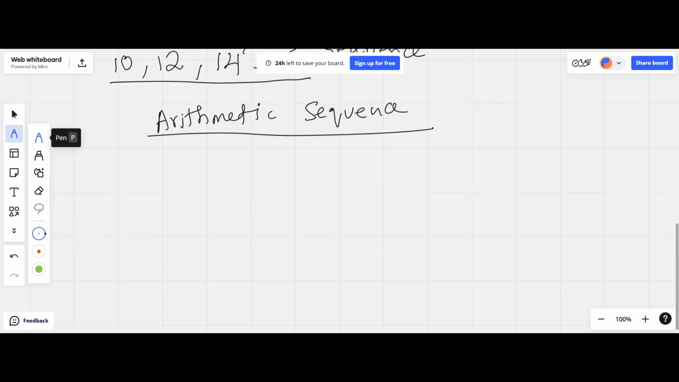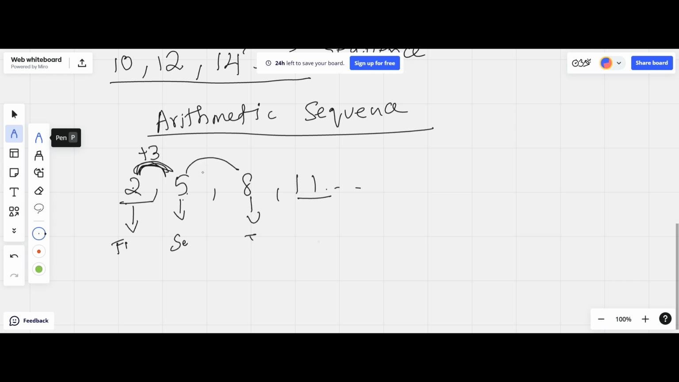So what is an arithmetic sequence? Let's write a sequence: 2, 5, 8, 11. Like this there is a sequence, a list of numbers. The first number is 2, the second number is 5, the third number is 8, the fourth number is 11. The difference between 2 and 5 is 3. If you add 2 plus 3, you will get 5.